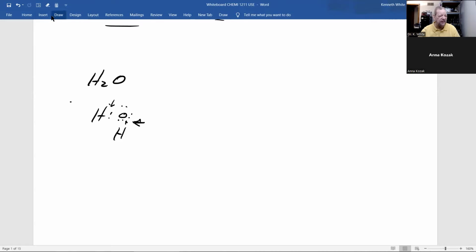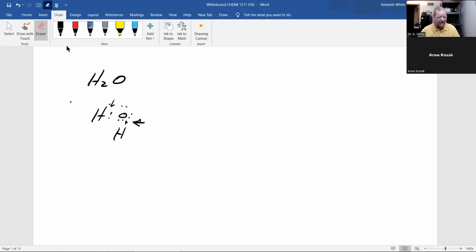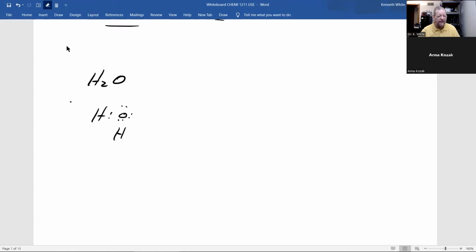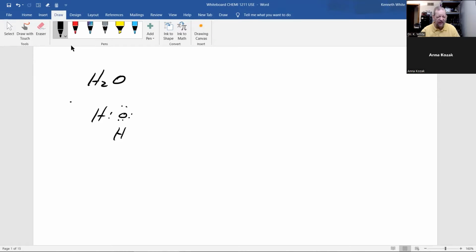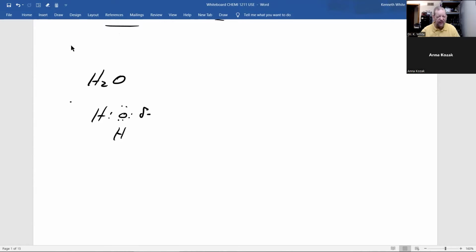And how do we see this? Well, first of all, let me clean this up a little. We see this by a slight negative charge on oxygen, and I'll explain what the symbol is in a second, and a slight positive charge on hydrogen. That's because oxygen is more electronegative, stronger in holding the shared electrons closer to it than hydrogen. And this one is also true.